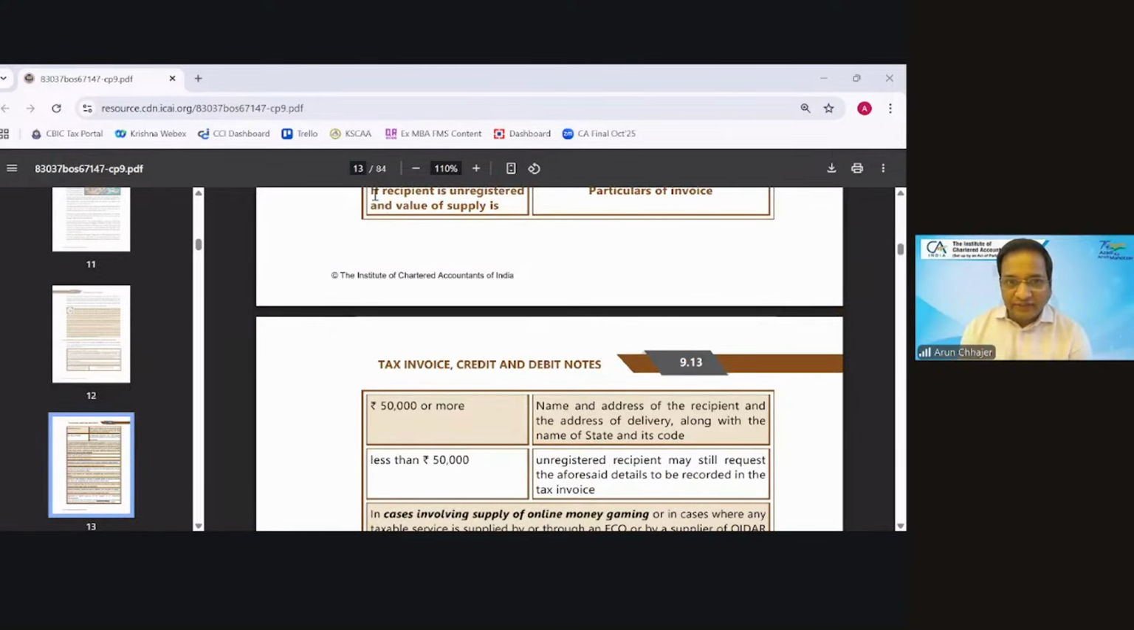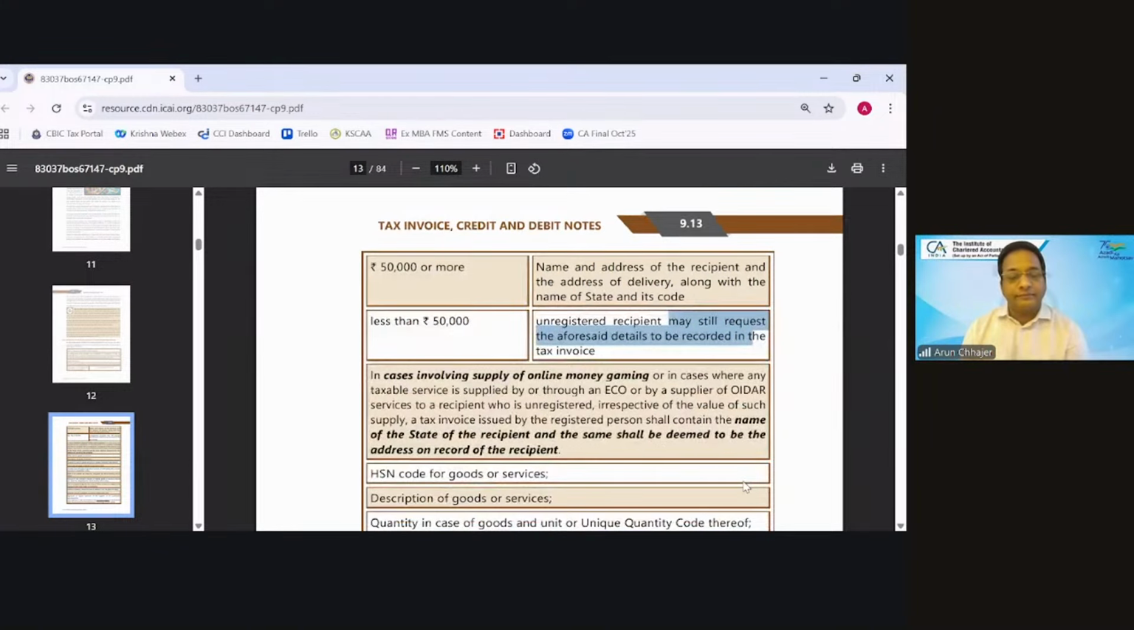Try to understand: if the recipient is unregistered and the value is rupees 50,000 or more, then it is mandatory to mention the name of the state and the code. If the value is less than 50,000, then on request it is required, otherwise not required. If the value is below 50,000, in that case it is not required if it is a B2C transaction. In B2B, whether it is inter or intra, it is always required to be reported.